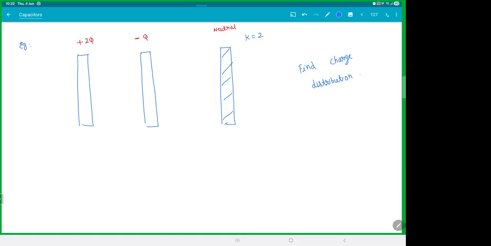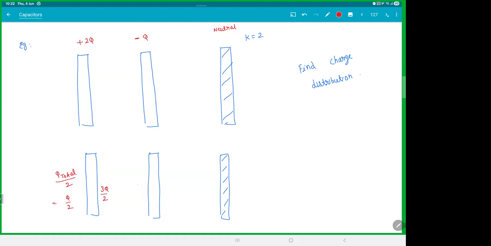Done. Let's see the distributions. So how much will be outside? Total by 2. Only for a conductor. Don't do it for a dielectric. What is the total? So here will be Q total by 2. That is Q by 2. If this is Q by 2, this is 3Q by 2. This is 3Q by 2, this is minus 3Q by 2. If this is minus 3Q by 2, this is plus Q by 2 because total has to be minus Q. Then this has to be minus Q by 2, 1 minus 1 by K. K is again 2, so this is minus Q by 4, and this is plus Q by 4.